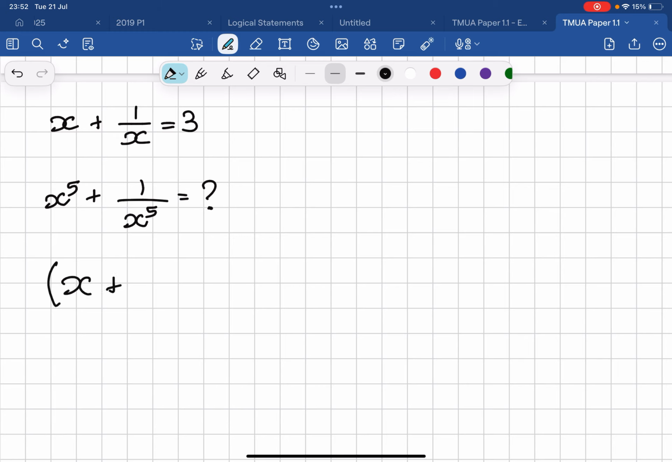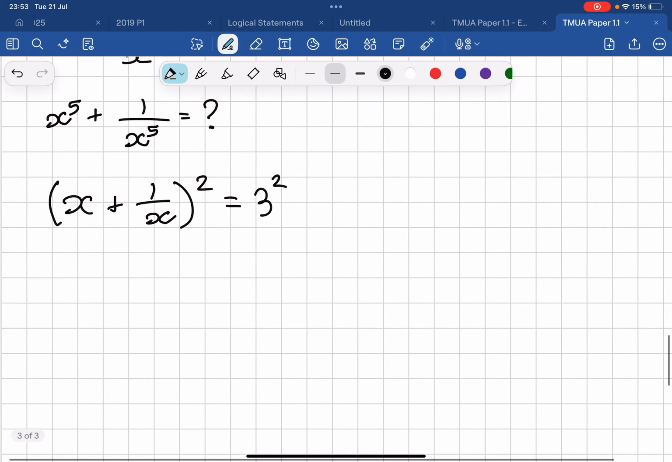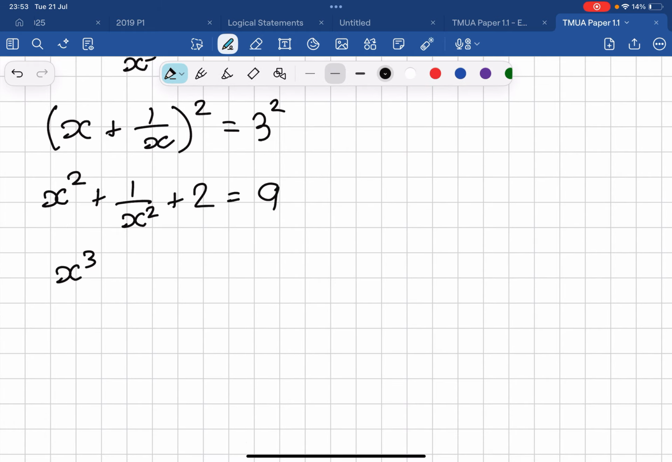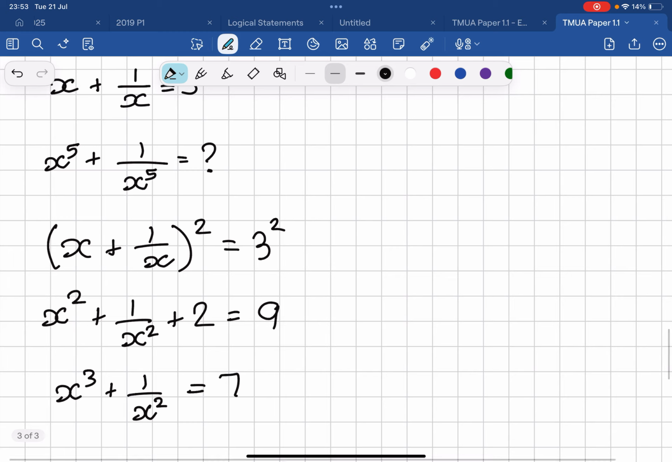So we have x plus 1 over x, squared, equals 3 squared. If we do x times x, we get x squared. 1 over x times 1 over x gives 1 over x squared. Then x times 1 over x is just 1, and we do that twice. That equals 9. So we've got x squared plus 1 over x squared equals 7. Nice. Let's go ahead and cube now.